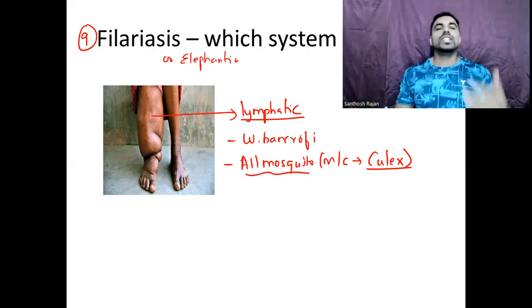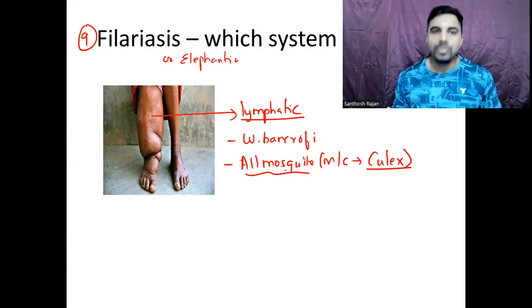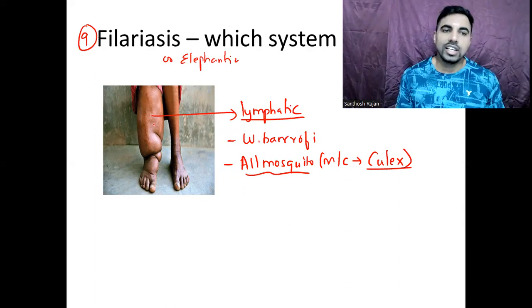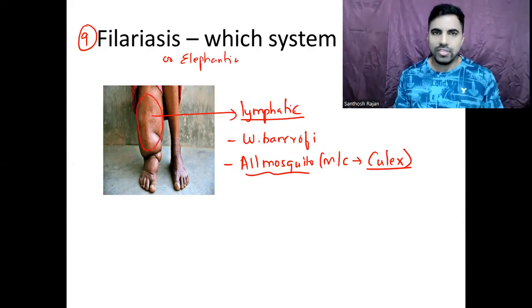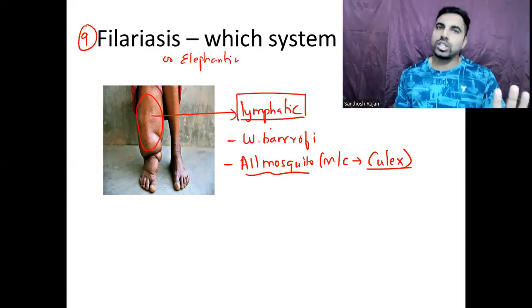Like coolies get Japanese encephalitis also. That's another story. Coolie, and West Nile fever. But here, if it is lymphatic filariasis related, this is the typical elephantiasis. And the system affected is the lymphatic system or lymph node, whatever the question they have asked. So if this question comes, please remember this.